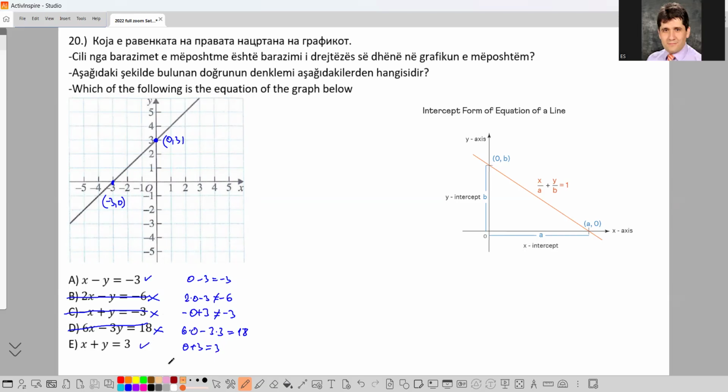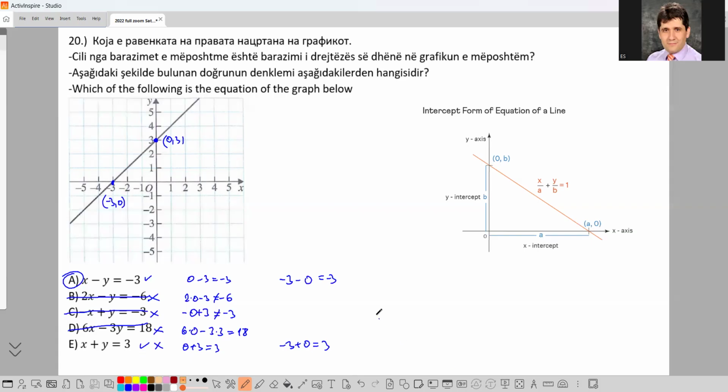Now, how do we know which of these equations will actually be the equation of the line described above? Well, we have to test the second point. Till now, I was testing only the first point. I'm not going to test B, C, D. I will just test A and E. So x is negative 3, minus 0 should be negative 3. And indeed it is. So this should be the answer, but let's also test E. Negative 3 plus 0 should be 3. Clearly, this is not the answer.